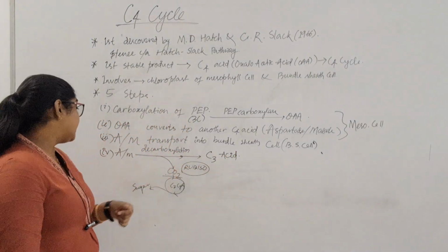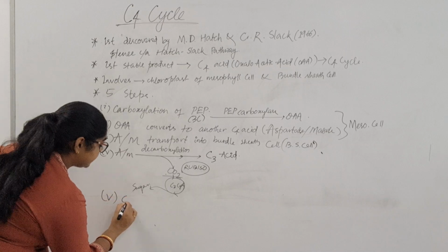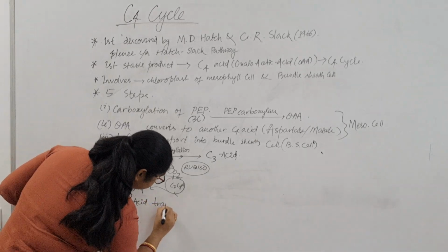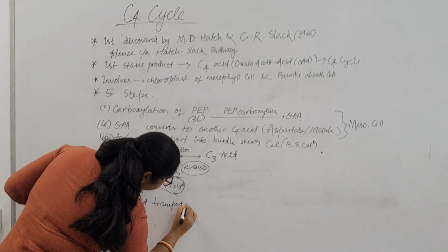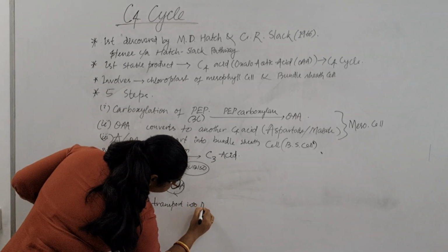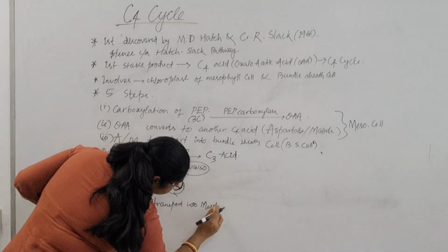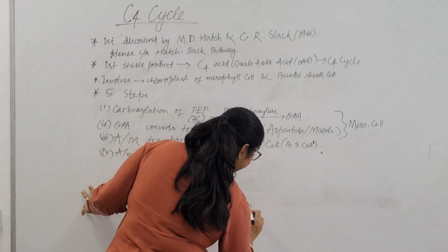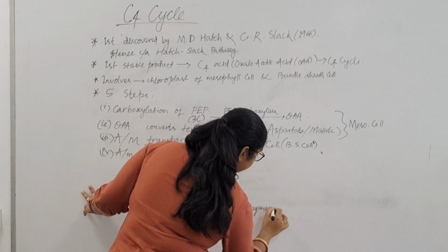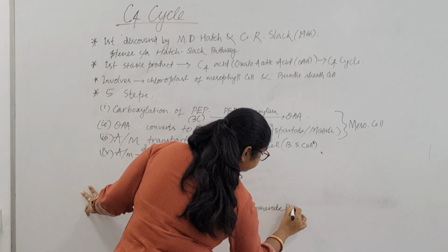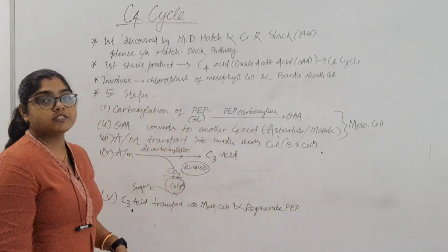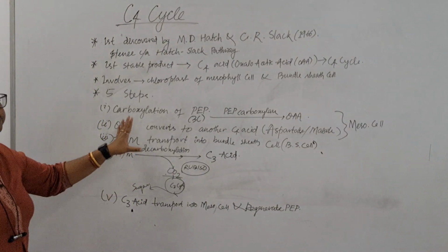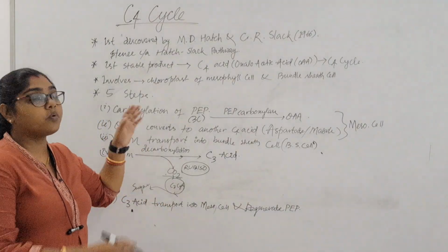Okay, now in the fifth step, this C3 acid will be transported into the mesophyll cell and regenerate phosphoenol pyruvate, the precursor for the C4 cycle. Okay, so these are the 5 steps of the C4 cycle that we will discuss in the whole mechanism.